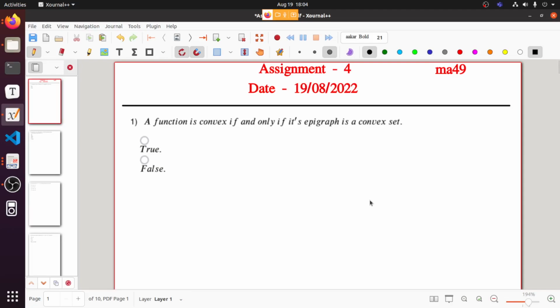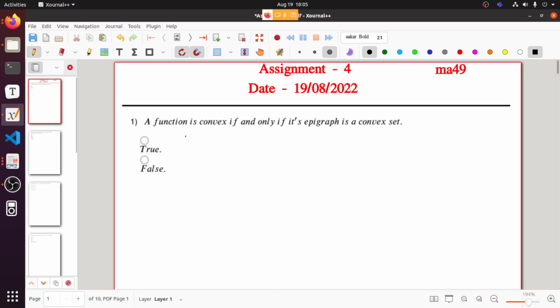So today I will discuss assignment 4 from the previous course. The course number is MA49. So let's start with the first question. What is the first question? It says that a function is convex if and only if its epigraph is a convex set. So you have to say whether this is true or false.